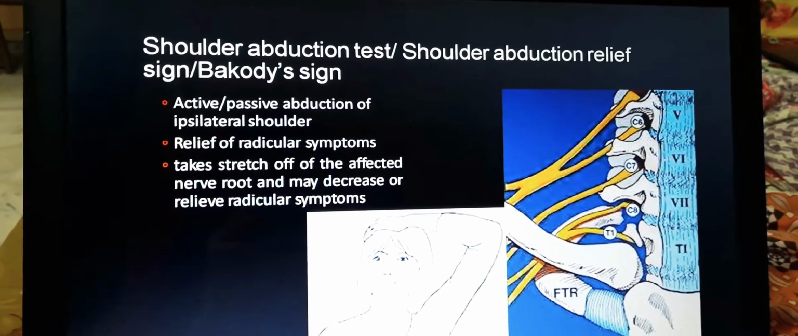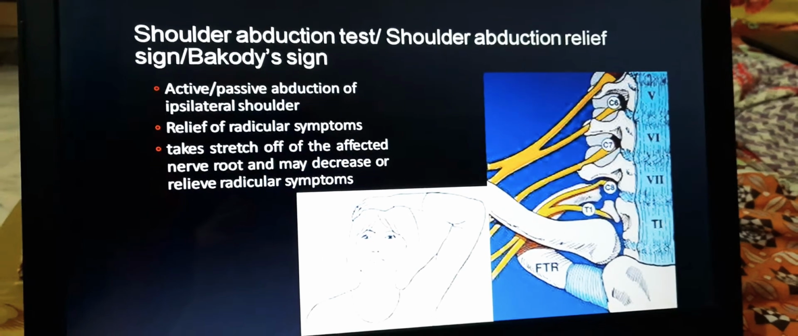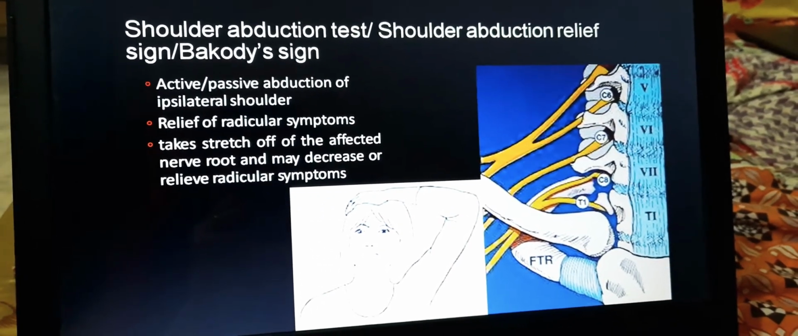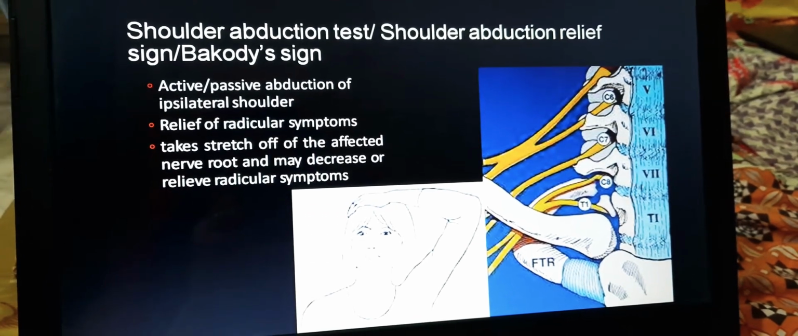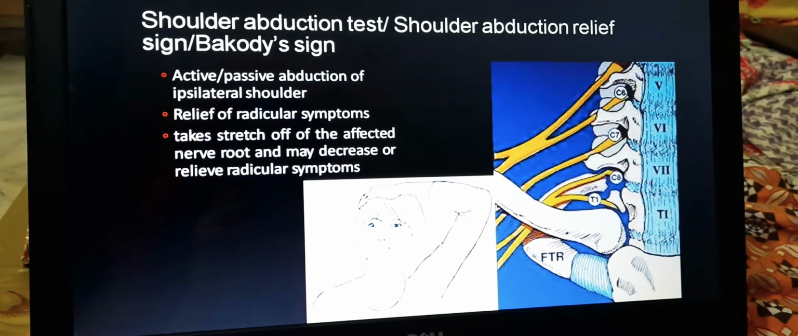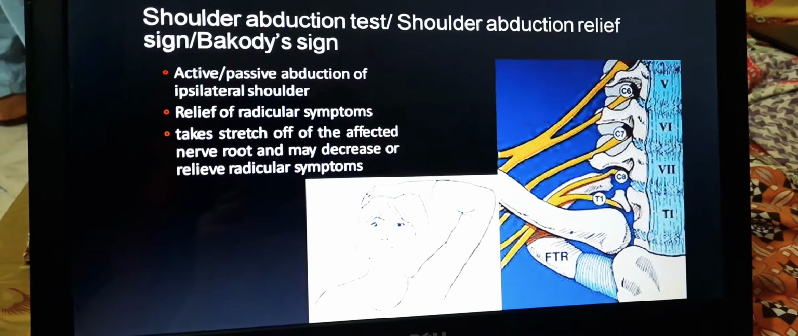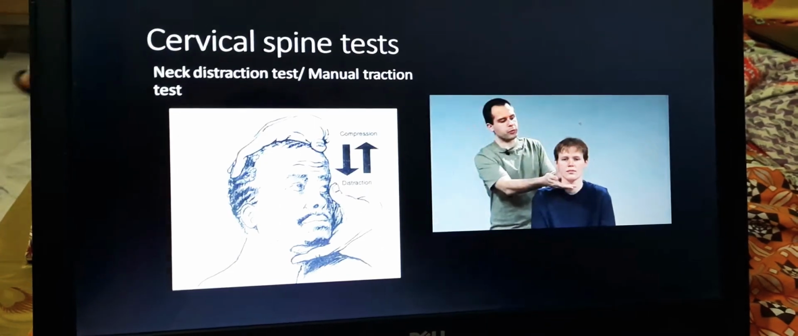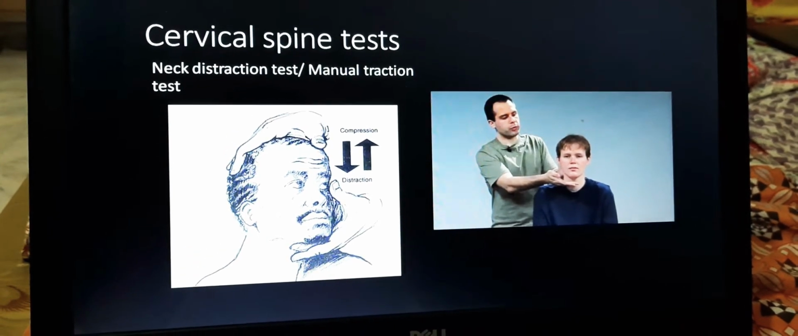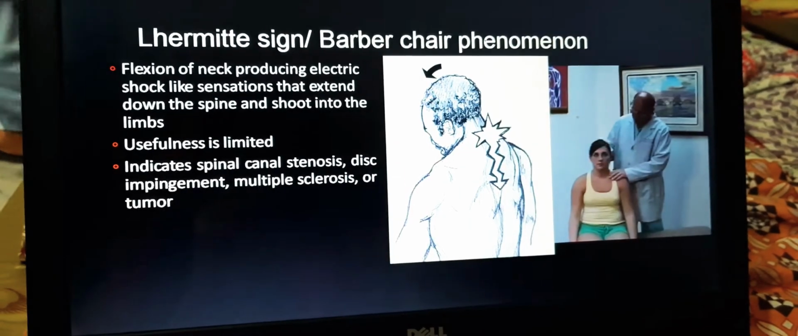The second test is the shoulder abduction test, or shoulder abduction relief sign, or Bakody's sign. It involves active or passive abduction of the ipsilateral shoulder, and at the end, there is relief of the radicular symptoms, as it takes stretch off the affected nerve root and may decrease or relieve the radicular symptoms. Next, the cervical spine tests: neck distraction test, manual traction test. It will also relieve the symptoms.